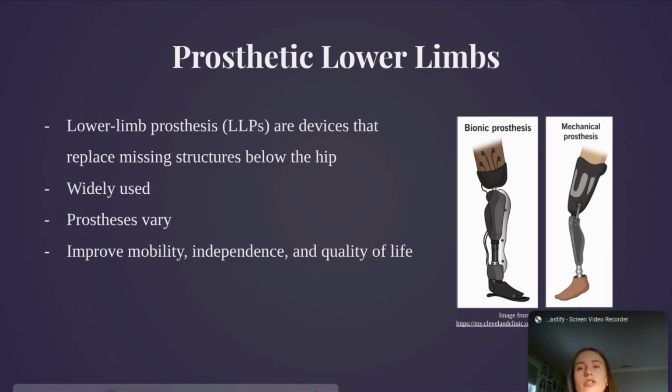But lower limb prosthetics are extremely beneficial because they allow people more mobility, especially people with birth defects and various accidents or later in life health problems who are missing a portion of their leg, to have more independence and have an improved quality of life.